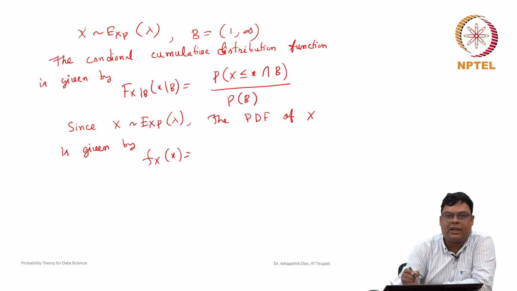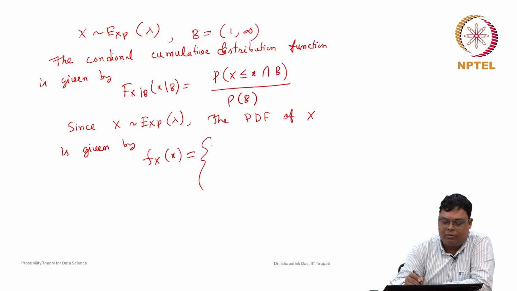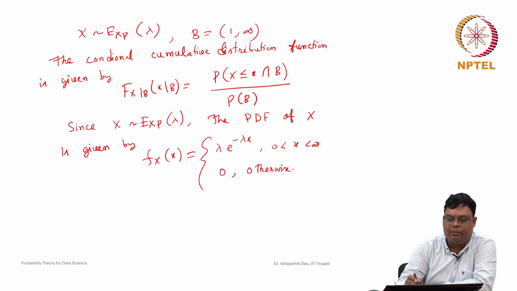That is why we discussed all these distributions first, because they are known to us; we need not learn them again. It is nothing but lambda e to the power of minus lambda x whenever x is greater than 0 and less than infinity, and 0 otherwise. So, this is the probability density function.